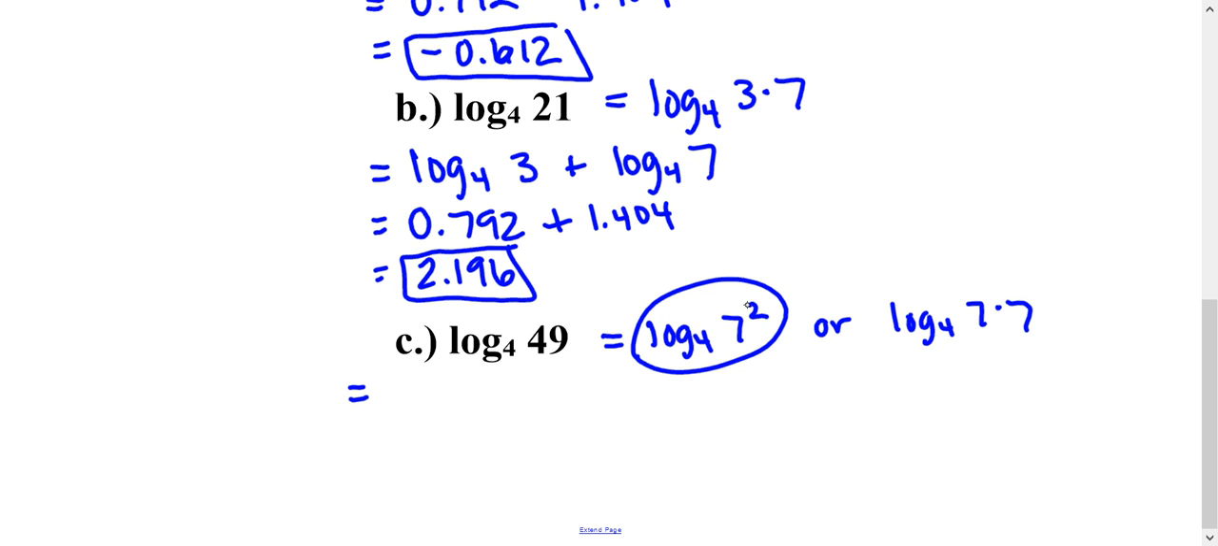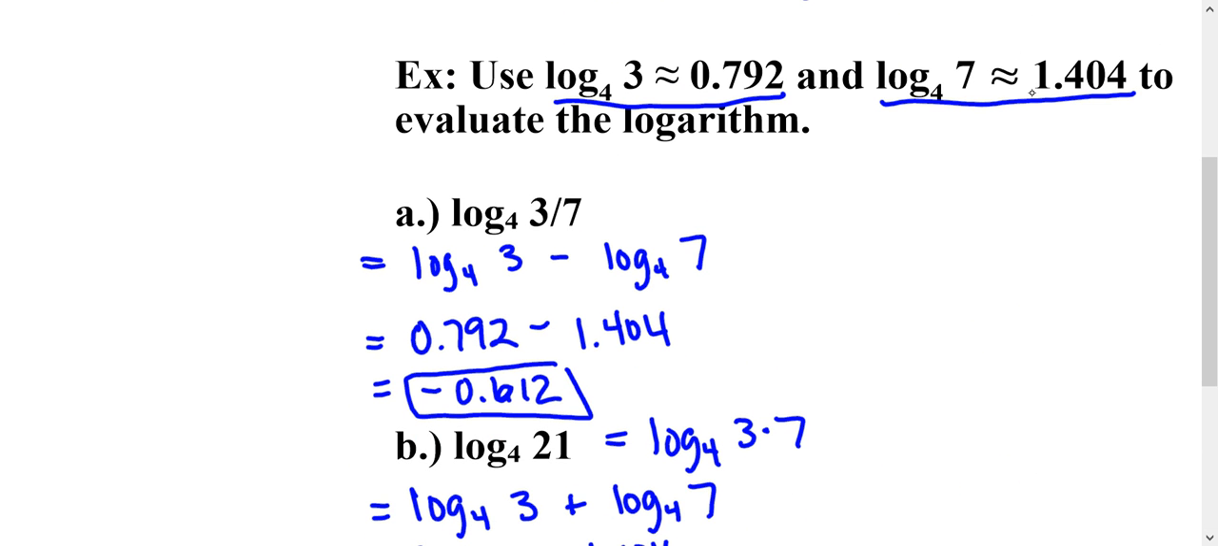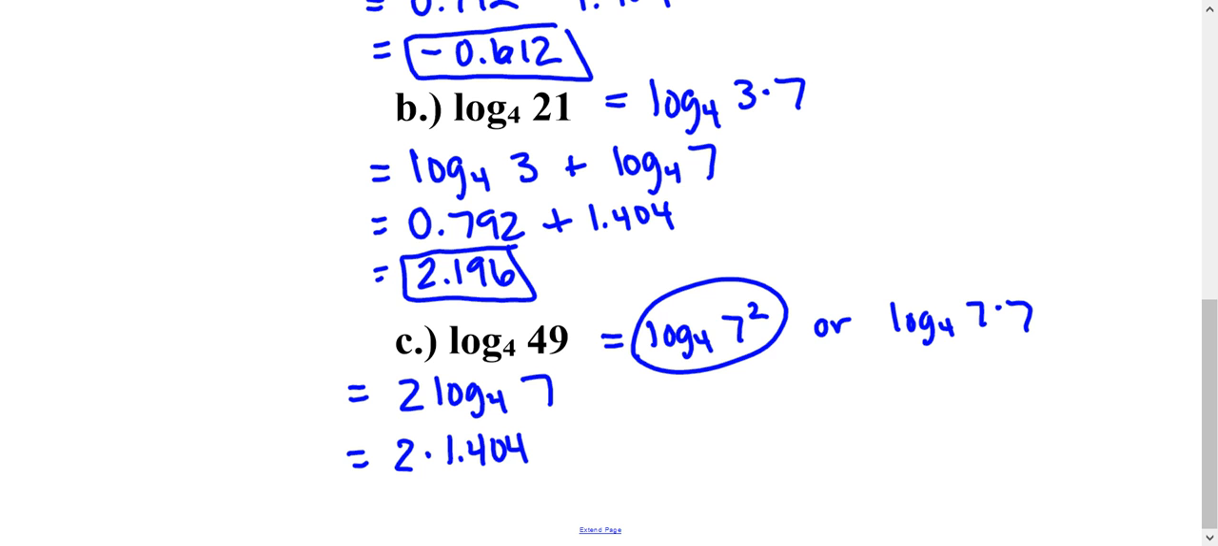So remember, I take that 2 and I put it down in the front. So I'm taking 2 log base 4 of 7. Okay, so if I take 2 times log base 4 of 7, which was equal to 1.404 that they gave me at the top. Remember, these are the values that I was given in the problem up here. Okay, then I get 2 times 1.404, which is equal to 2.808. So that would be my answer.